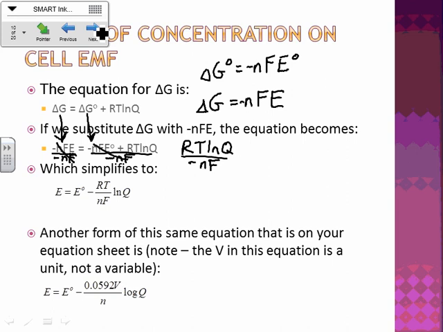Now, the V here, that's volts. That's a unit. That's not a variable that you have to plug in for, okay? So this top number here, that's just a number. So E equals E0 minus this number here, 0.0592 over N times the log of Q. This equation is on your equation sheet, okay? So you don't have to memorize that or understand exactly how to derive it, but you should be able to. I mean, this is not a real difficult derivation, okay?